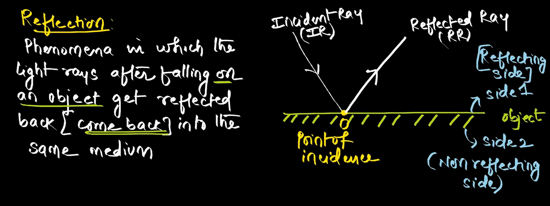No doubts, ma'am. What is point of incidence? This is a point where incident ray is falling. What is incident ray? The rays which are falling on the object. What is reflected ray? The rays which are coming after the reflection process.